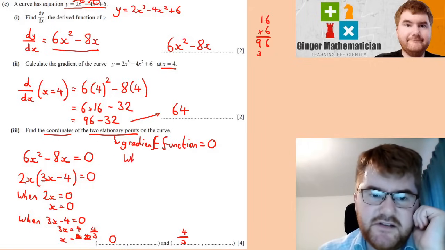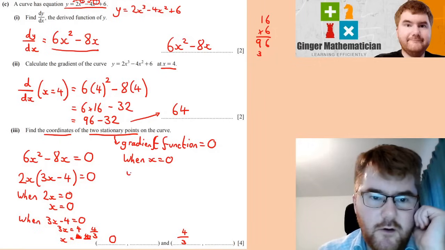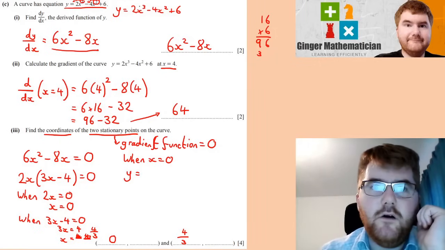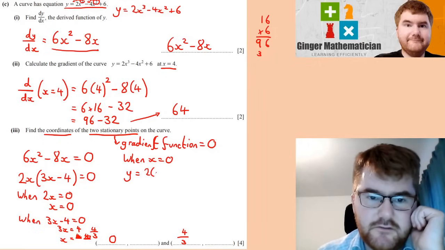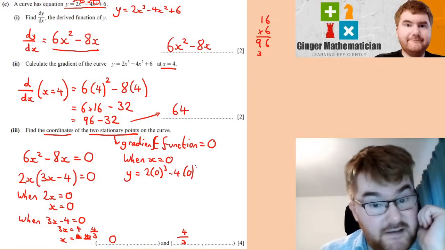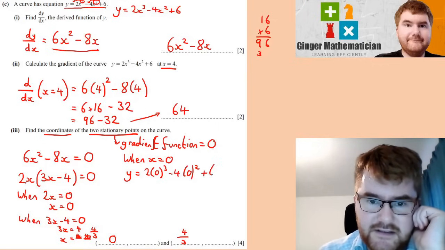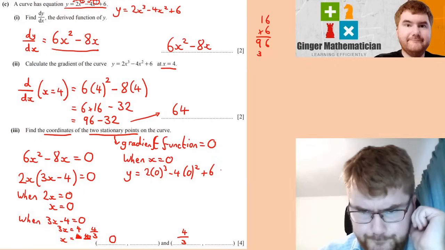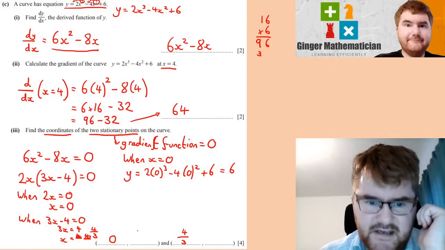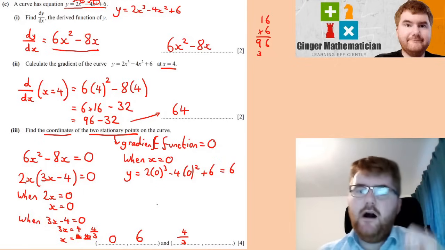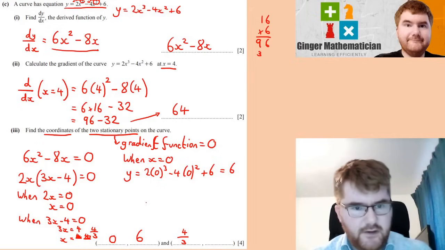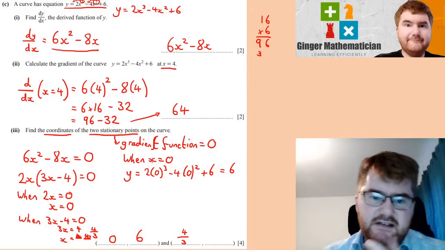So let's start with 0. So when x is equal to 0, y is equal to, well, that disappears. That's cool. This also disappears. That's even cooler. And we've got the plus 6. So these all disappear, and we're left with just 6. So our first turning point, or our first stationary point, is equal to 0, 6.